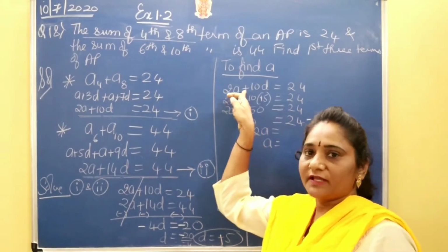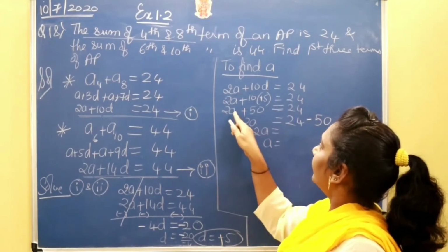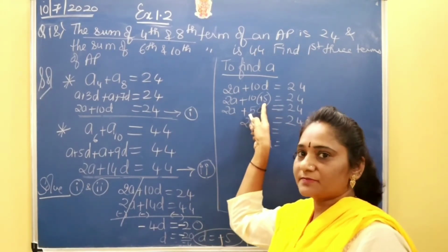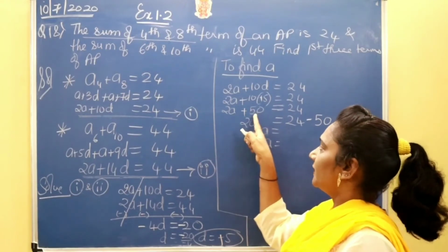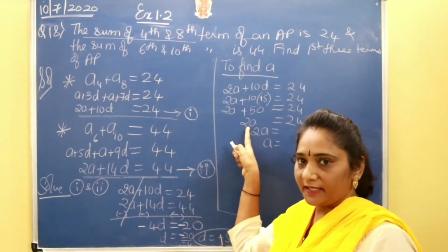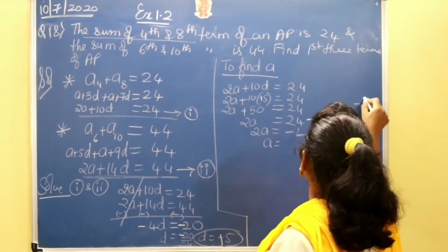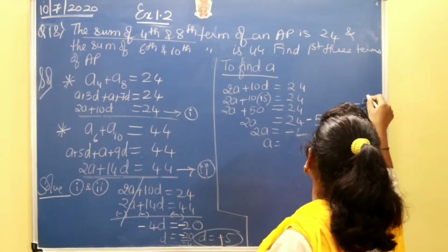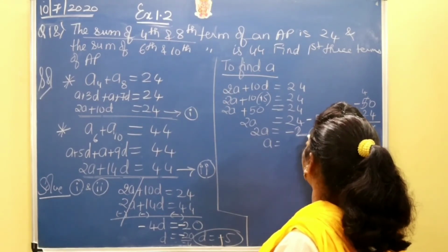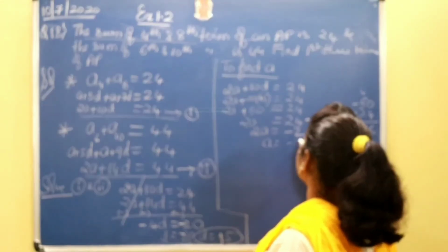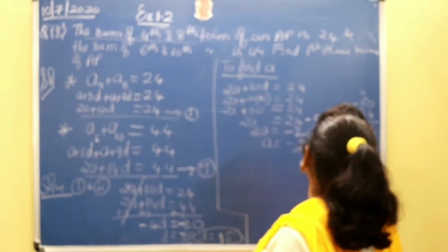To find a, take any one of the equations. Let us take 2a plus 10d is equal to 24. And 2a plus 10 into d, the value of d is 5. Substitute. 2a plus 10 into 5 is 24. 10 into 5 is 50. 2a plus 50 is equal to 24. 2a is equal to 24 minus 50. 2a is equal to minus 26. a is equal to minus 26 divided by 2. Therefore, a is equal to minus 13.